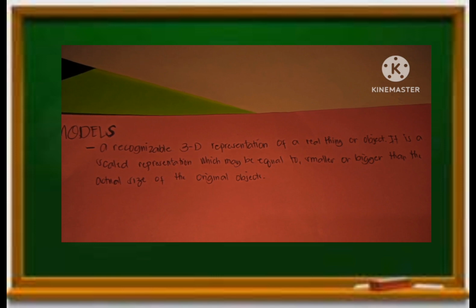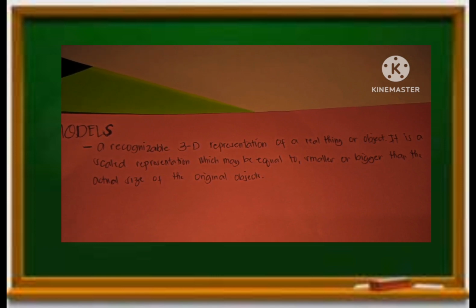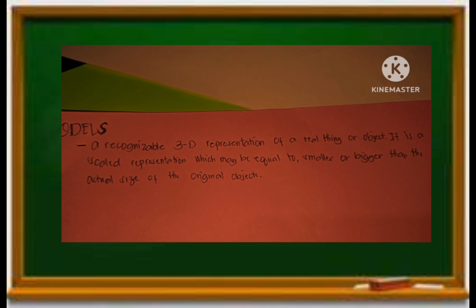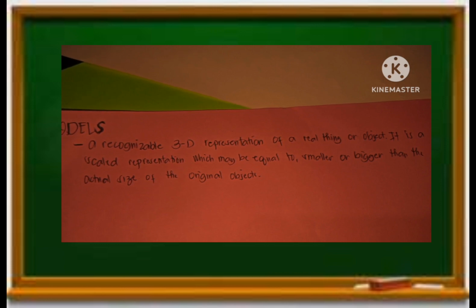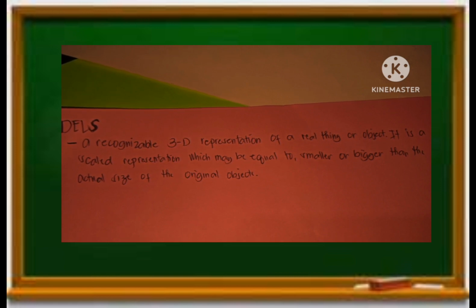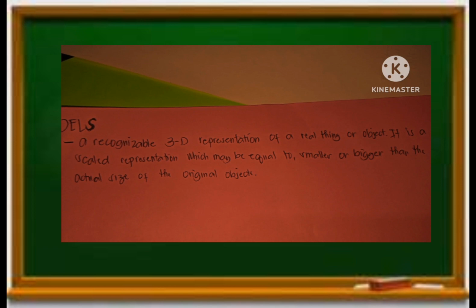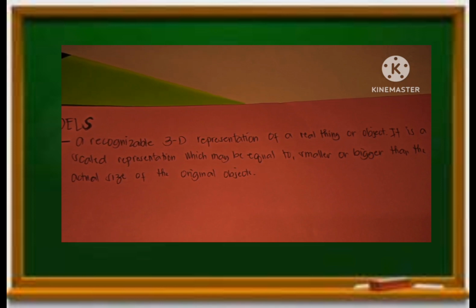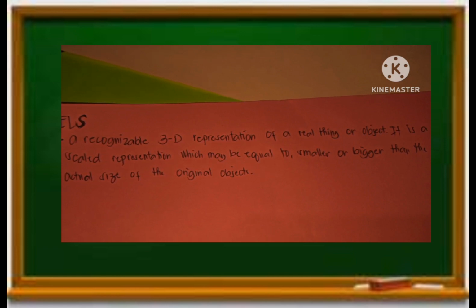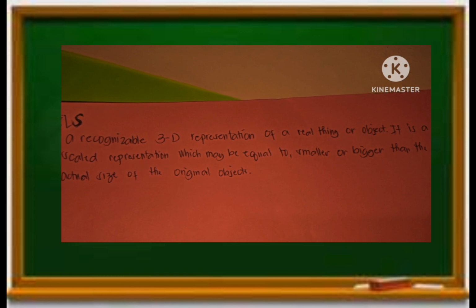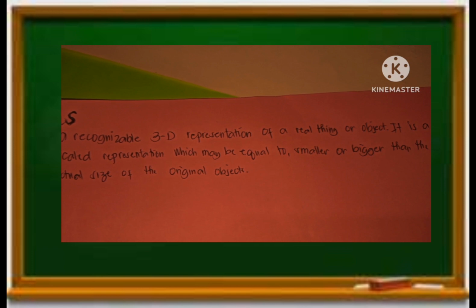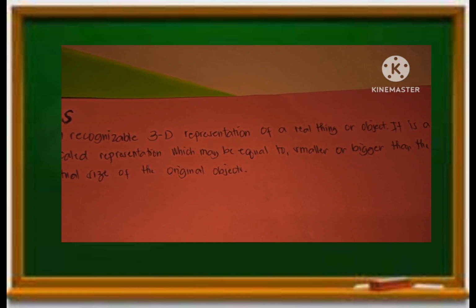Models are a recognizable 3D representation of a real thing or object. It is a scaled representation which may be equal to, smaller or bigger than the actual size of the original object, which means they are replicas of real objects that show the totality of a thing or process. It can be larger or smaller than the object it represents. It can be completed or simplified in detail for instructional purposes. So the models can provide various experiences that real things cannot provide.